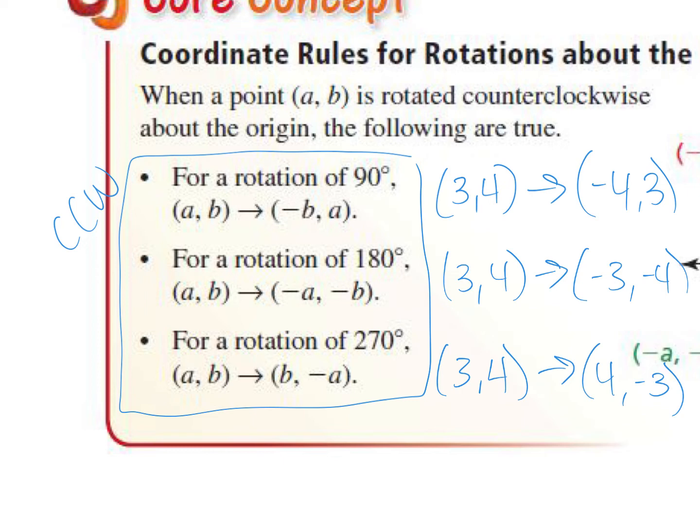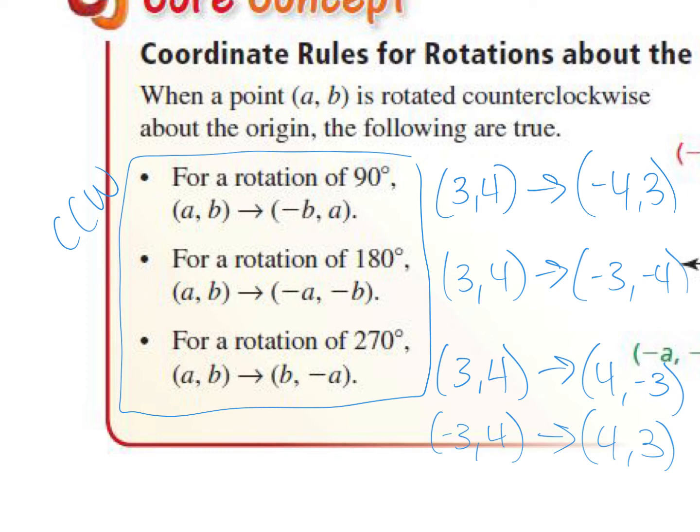I have a question. Yeah, go ahead. For the last one, if 3 was a negative, would you keep it as a negative? Let's do it again. Let's say it was negative 3, 4, right? This would become 4, positive 3.